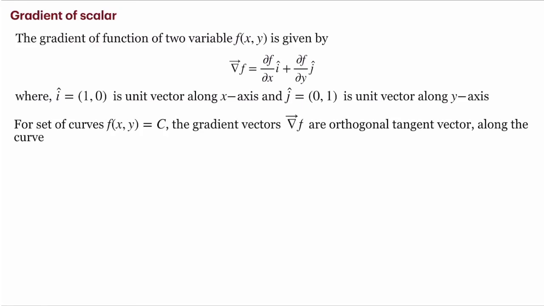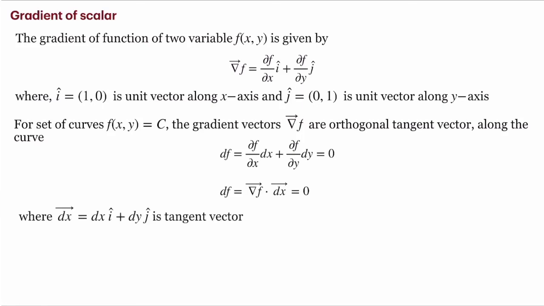For the set of curves f of xy is equal to c, the gradient vector del f is orthogonal to the tangent vector along the curve. It is very easy to show that. That is essentially saying that f of xy is equal to constant, so df is equal to 0, that is, dou f by dou x into dx plus dou f by dou y into dy is equal to 0, which can be written as del f dot vector dx, where vector dx is written as dx into i cap plus dy into j cap, which is a tangent vector to the curve.